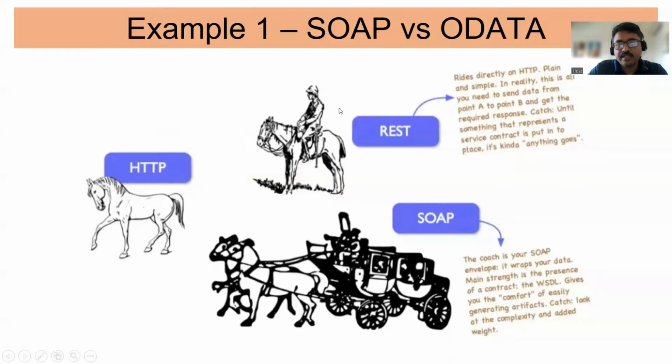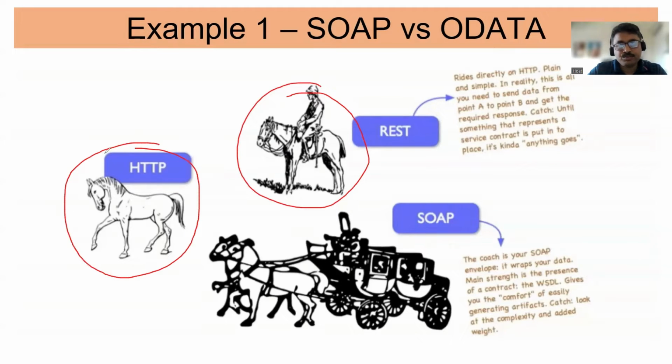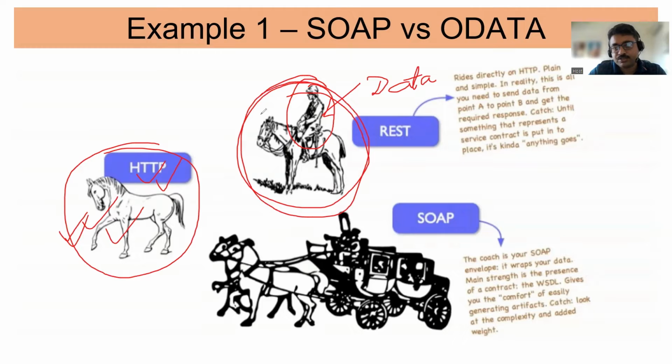Can you tell me, this is like REST or SOAP, right? This is like REST. See here, this person is like REST. This horse is like the HTTP protocol. On top of the horse, this man is like data. So data is traveling through the HTTP protocol. This is known as REST. So simple, right? So simple architecture.